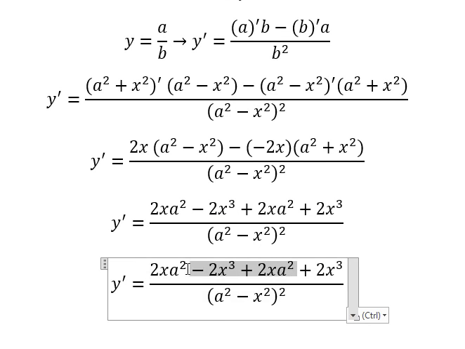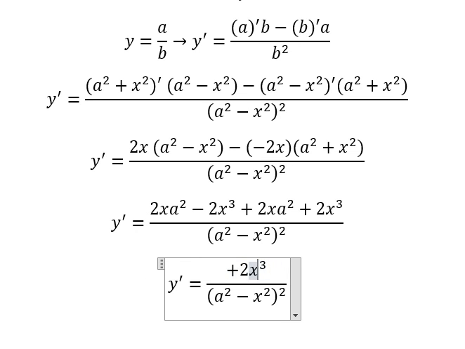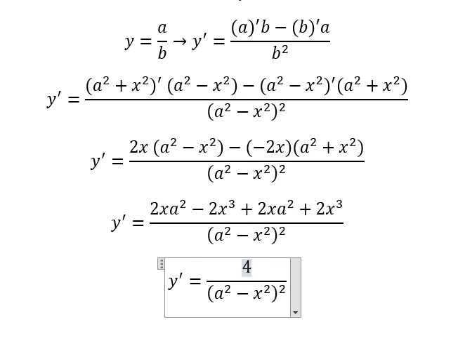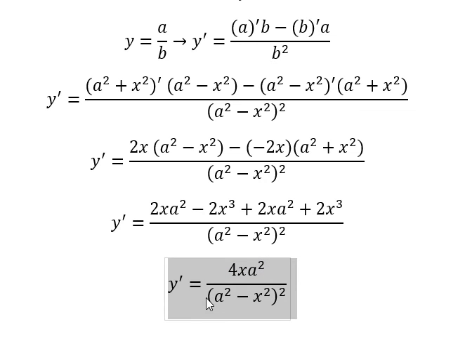So we just have only 4xa to the power of 2. And that is the final answer. This is the end.